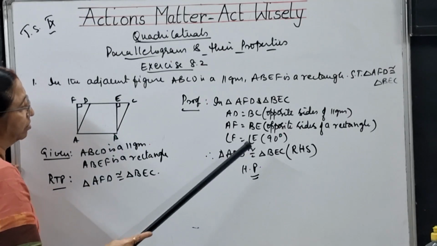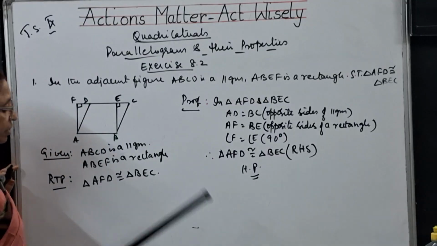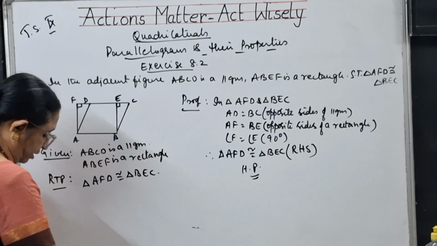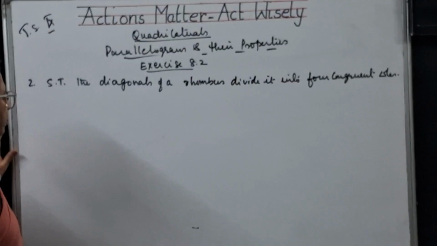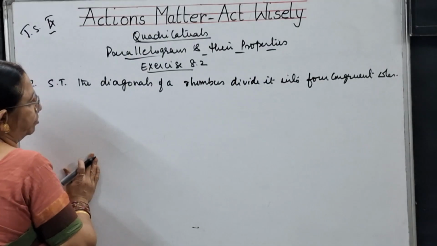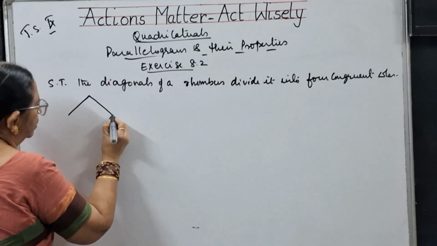So these two triangles are congruent basing on RHS, right angle, hypotenuse, side property. So we can say that the two triangles are congruent in this way. Now the second problem: show the diagonals of the rhombus divide it into four congruent triangles.